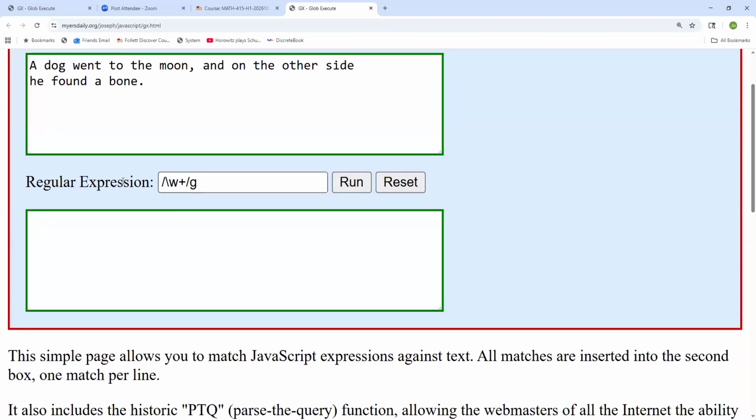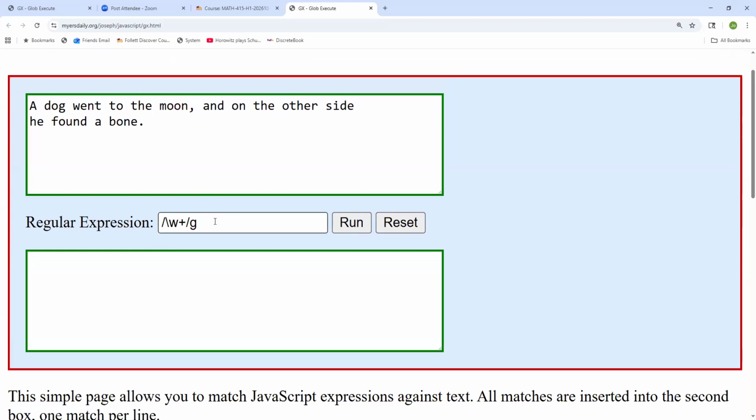You put the regular expression into the middle box and some text in the first box, and then it finds the result of the regular expression and puts it into the third box. So let me just explain the syntax of regular expressions to you.